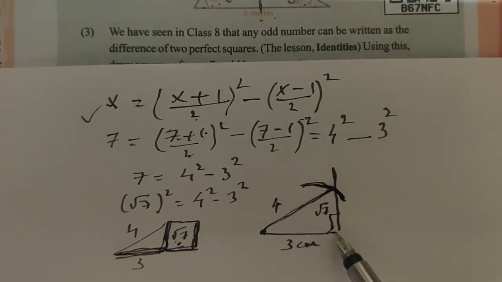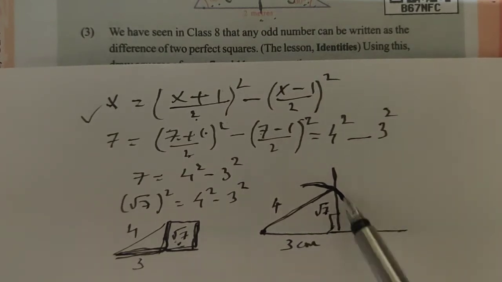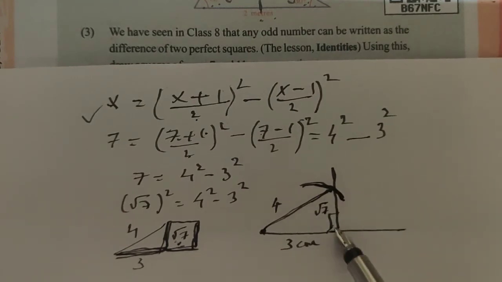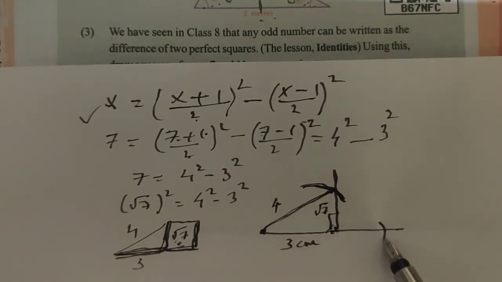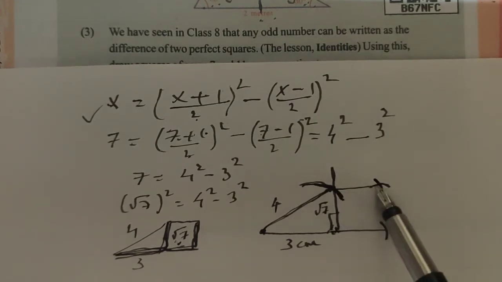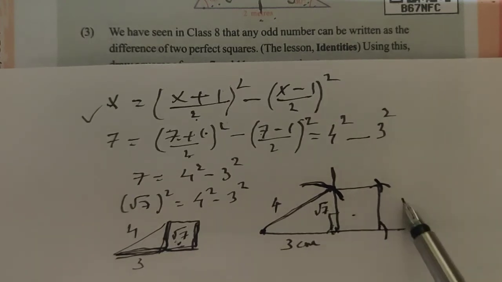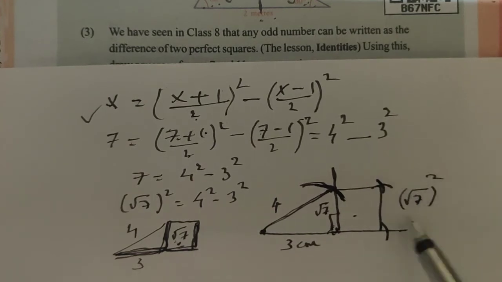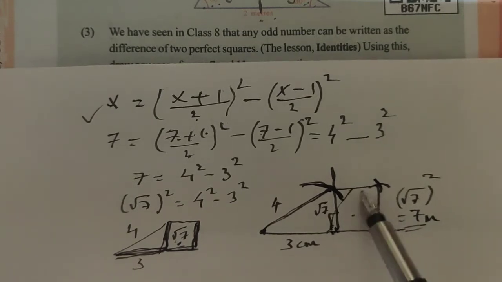Now you construct a square here. That is, you can extend this and take this root 7 centimeter in your compass. Then pointing here, cut here root 7, and pointing here, cut here root 7, and pointing here, cut here root 7. Then you get a square like here, and this area is root 7 square. Root 7 square is equal to what? It is 7.